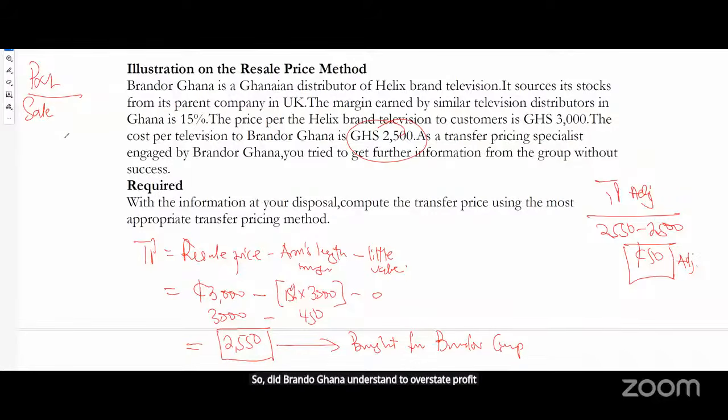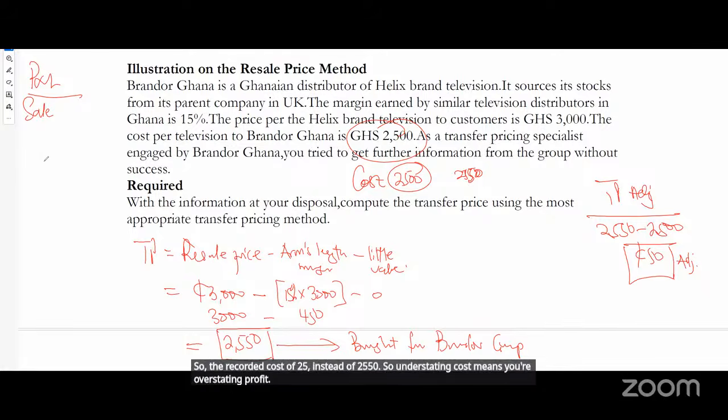Understate. Understate profit, right? No, they overstated profit. Sorry, overstate. You know why? This was a cost. Their cost was lower. So they recorded a cost of 2,500 instead of 2,550. So understating cost means you're overstating profit.